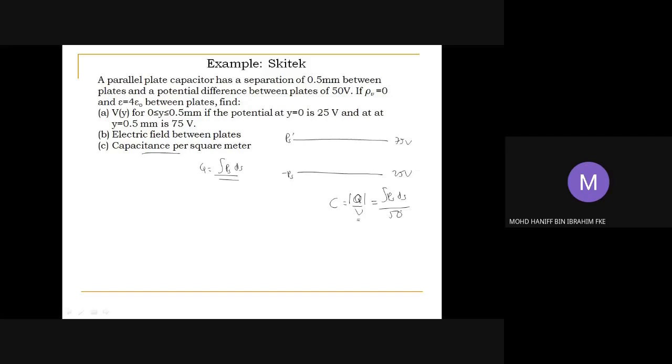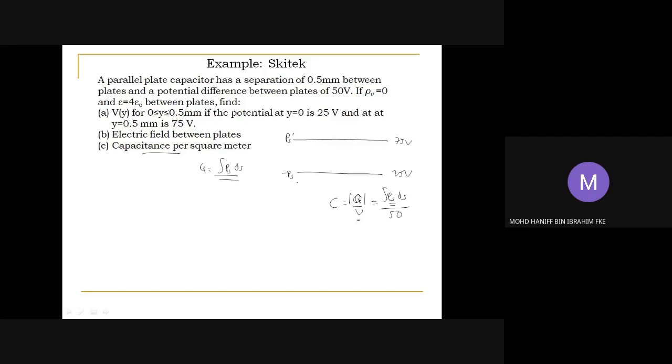If you want to find the capacitance, the parameter that needs to be obtained is rho s. You need to obtain rho s in order for us to find the capacitance for this particular structure. So how to find rho s? That's the idea.